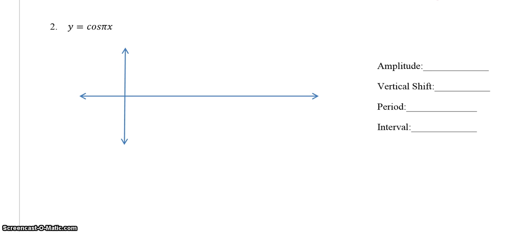So we've got the cosine of pi x. So the amplitude again is going to be 1, and the vertical shift is 0. Now for the period, we're going to do 2 pi over b. In this case, b is pi. So 2 pi divided by pi is just 2. So to get our interval, we do 2 divided by 4, which is 1/2.